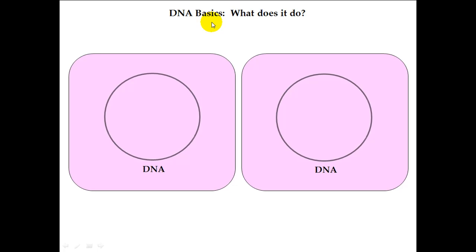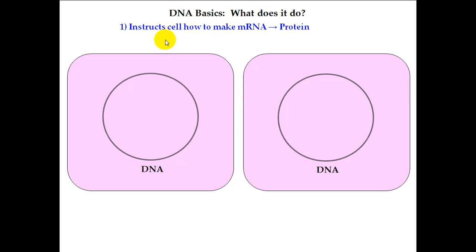So to sum up, what does DNA do? Why is it so important? Its primary function is that it instructs the cell how to make messenger RNA. And remember that the messenger RNAs then go over to the ribosomes to make the proteins. And another thing that a cell can do with its DNA is that it can copy it.